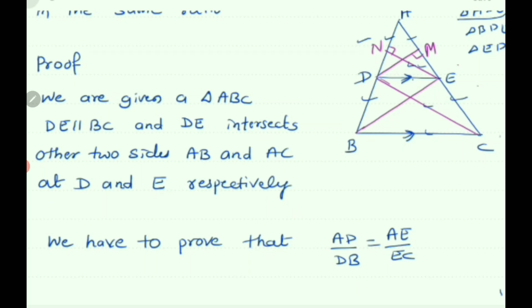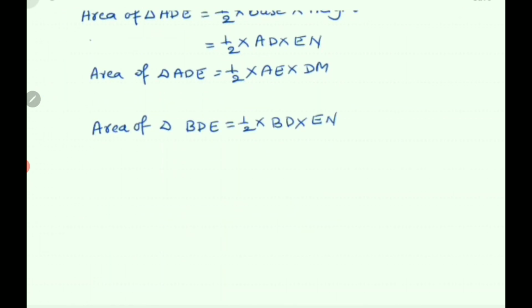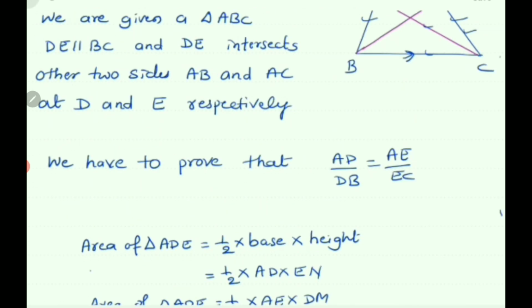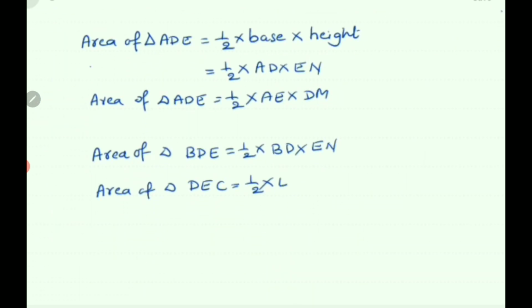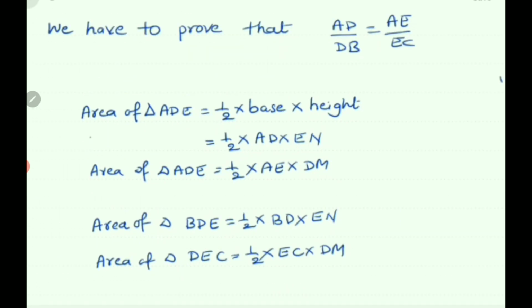And for this triangle, DM becomes the height. Here if you consider EC as the base, DM becomes the height. So you take the area of triangle DEC. Area of triangle DEC is half into base EC, height is DM. Half into EC into DM.